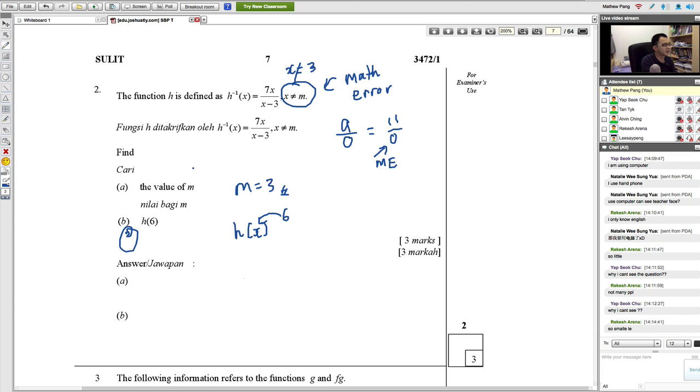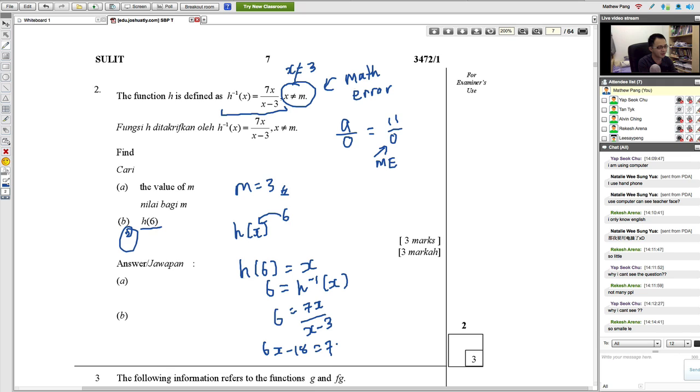Okay, so the question says h6, right? So I assume h6 will actually equal to x. That means I move my h to the other side, I will get h inverse x will basically equal to 6. So h inverse x, I have the h inverse x equation over here, which is 7x over x minus 3 equals to 6. Then I just solve this algebra. I can easily get 6x minus 18 equals to 7x. So therefore, x will equal to negative 18. Yeah, just do like this.